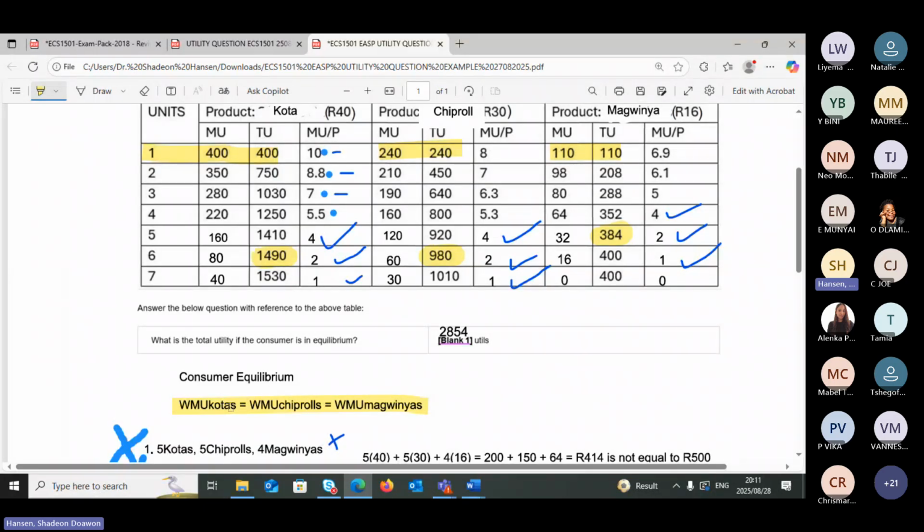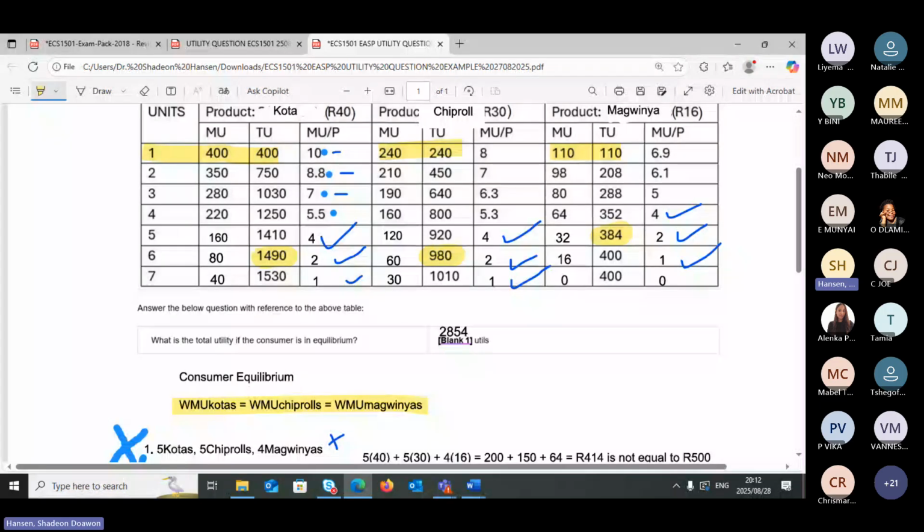There's a 1 over here, a 1 over there, and a 1 over there. The third instance where this condition holds. Do you see? In the previous example, we only had one instance where that condition holds, but over here we have 3 instances. So what do we do now? Only one of these instances, students, will be our true consumer equilibrium.